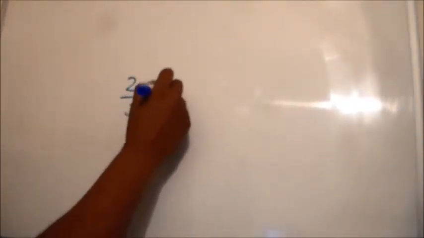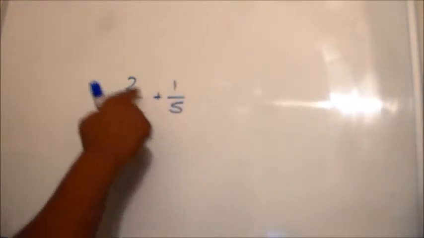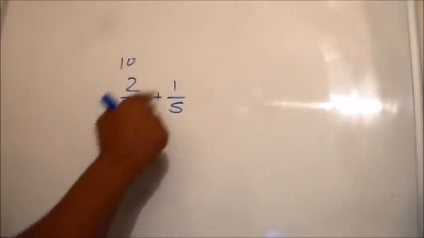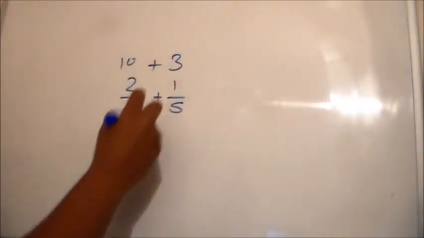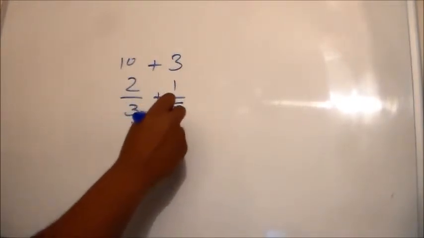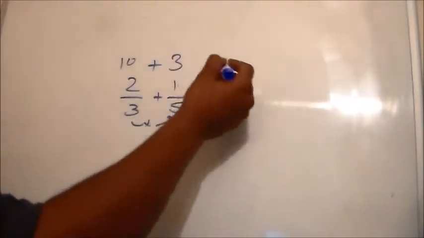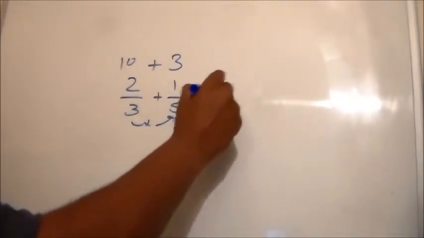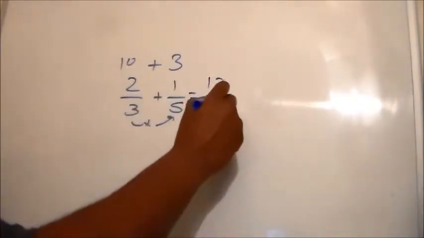2/3 plus 1/5. Again, 5 times 2 is 10. 3 times 1 is 3. We'll keep the addition symbol in play. And we just multiply the bottom. 3 and 10 is 13 over 3 times 5, which is 15.